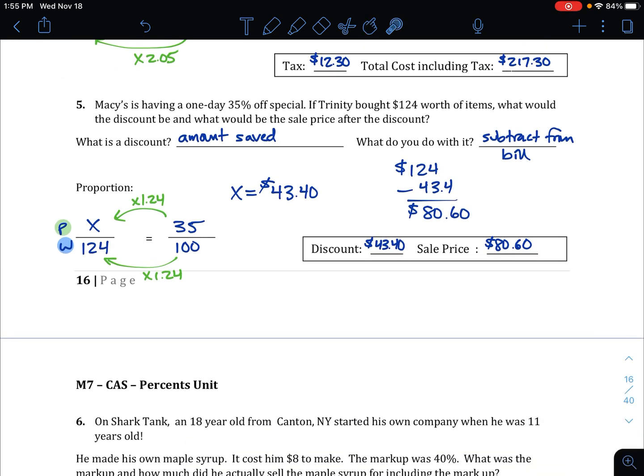For a discount, it starts off very similarly, percent out of 100 on one side, out of 120 for a total. Just find that missing part, which was this. The only difference is for a discount, we're going to subtract it. So we're going to subtract that from the original to get our new price, the sale price.